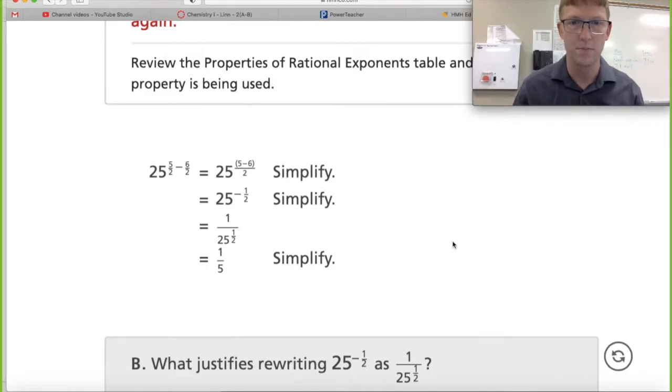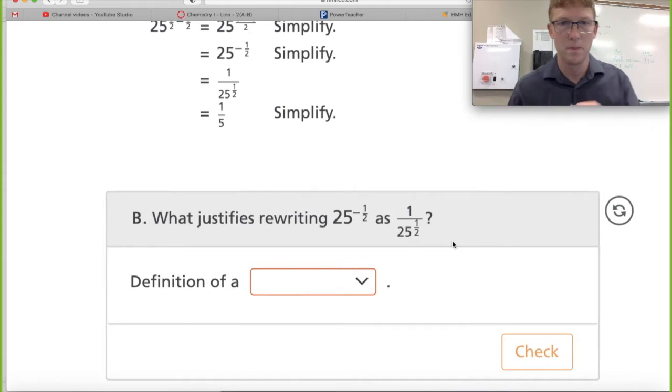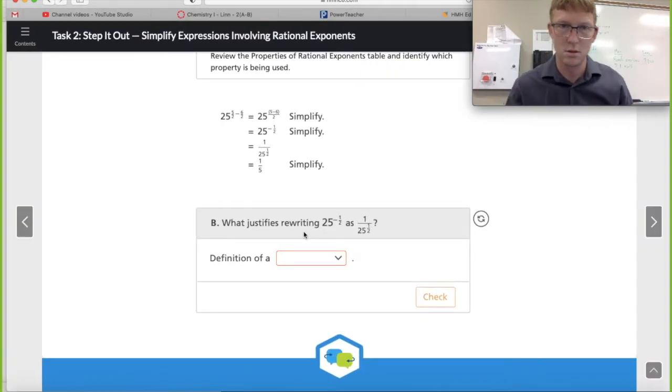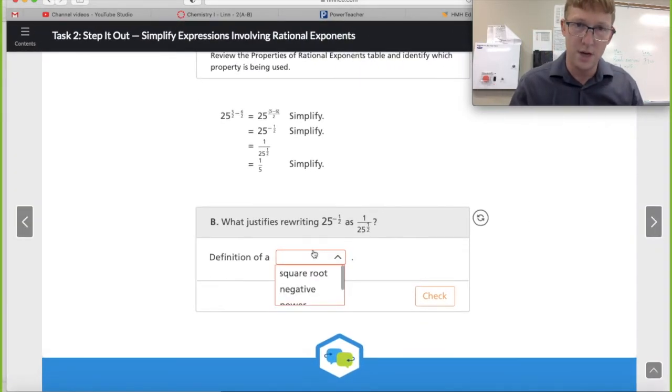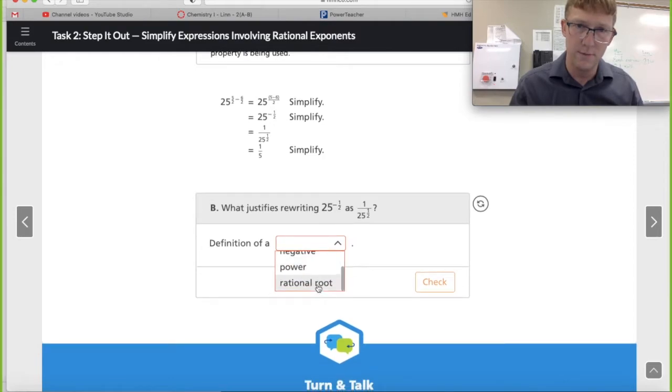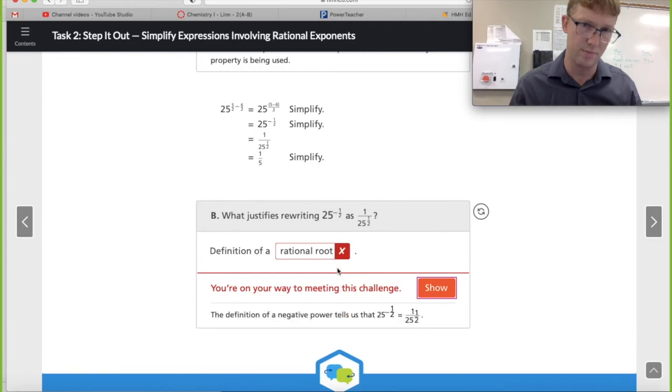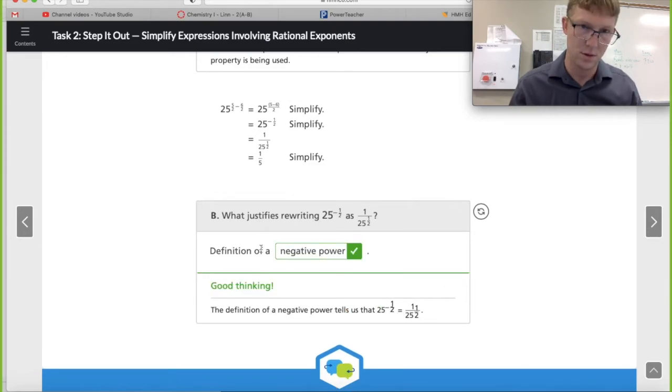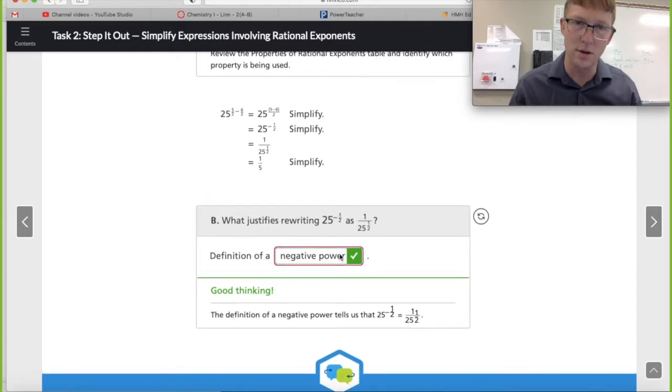Too easy, right? Definition of a rational root? Sure, why not? Nope. Of a negative power. I didn't see that one. That's no fair.